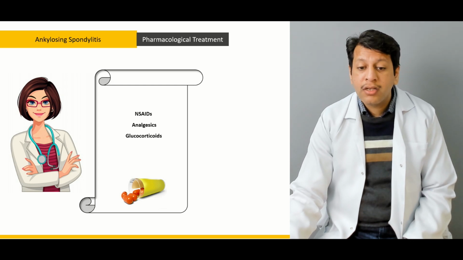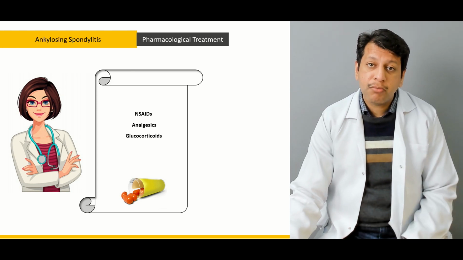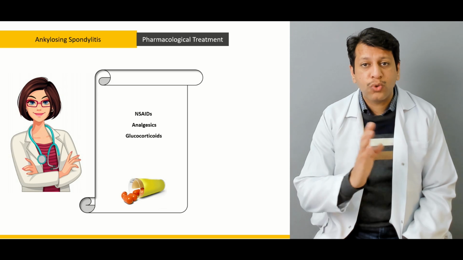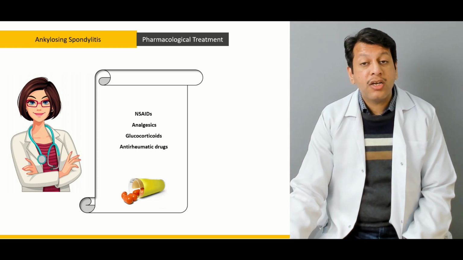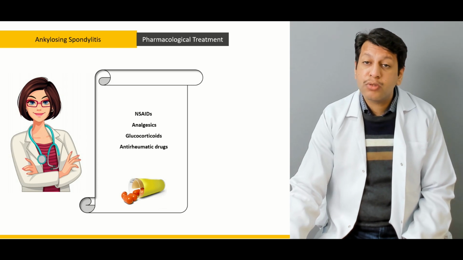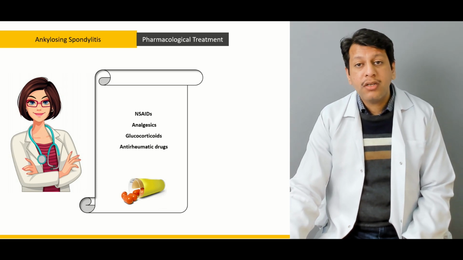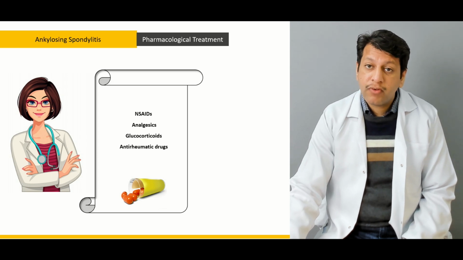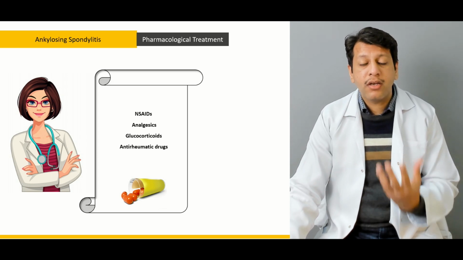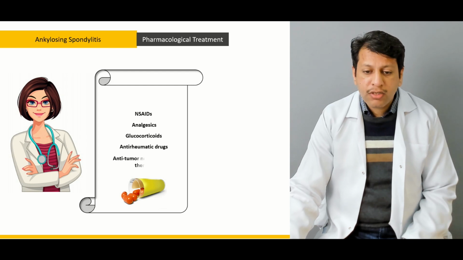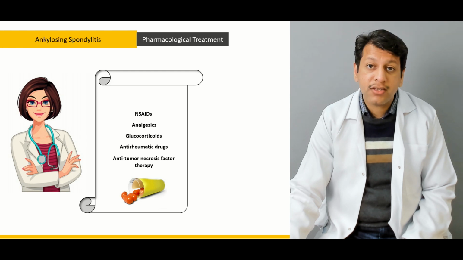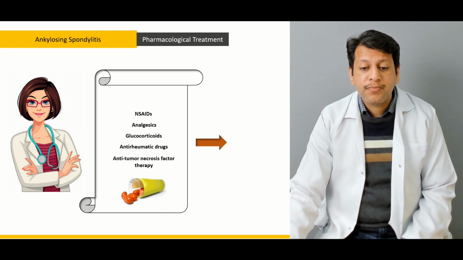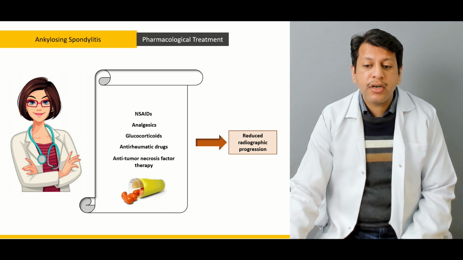Along with analgesics, glucocorticoids may be administered as well. Then you need to get the opinion of the medical personnel as well, because there will be associated pulmonary fibrosis and renal amyloidosis. Then anti-rheumatic drugs like DMARDs may also be given in these patients. Especially the TNF alpha inhibitors have a very pivotal role in the treatment of pain associated with ankylosing spondylitis, or anti-tumor necrosis factor therapy, anti-TNF, as I just told you. And then you may require a reduced radiographic progression.